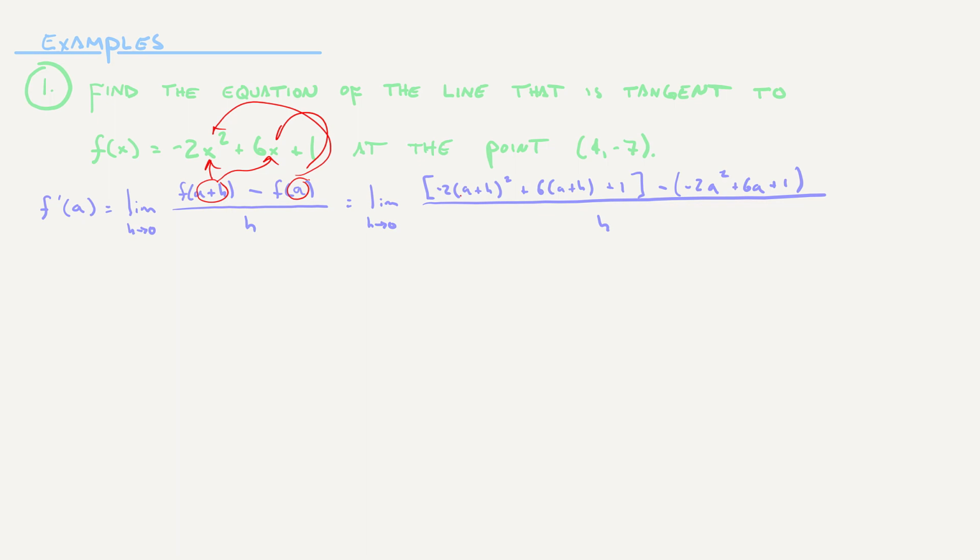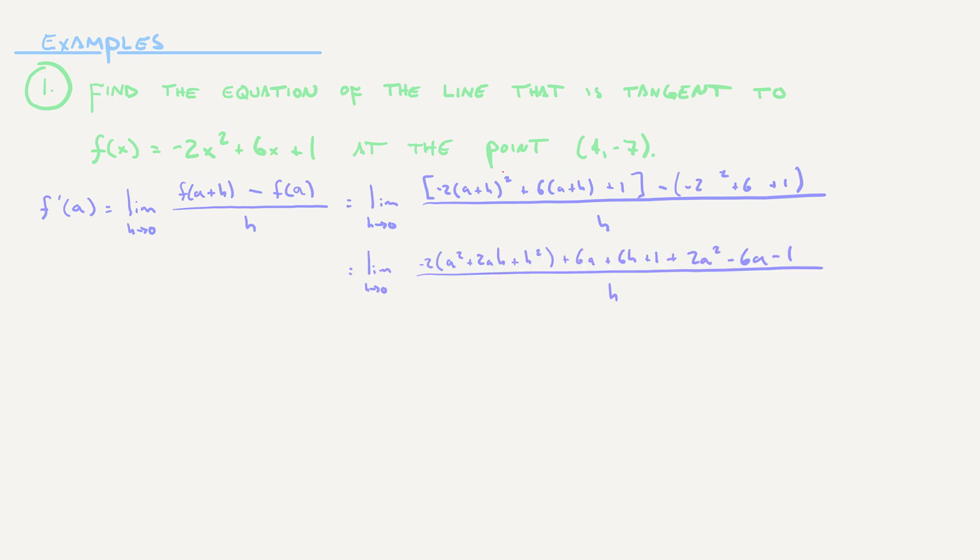So first, I'm going to square this and distribute this negative sign. First I squared a plus h to get this thing here. I distributed the 6 to get 6a plus 6h, the plus 1 still hanging out. Then I distributed the negative sign to get plus 2a squared minus 6a minus 1. My next step is to distribute this negative 2 right through here. Doing that gives me this.